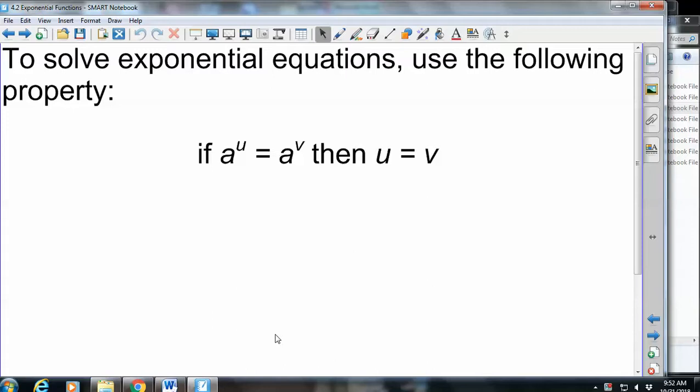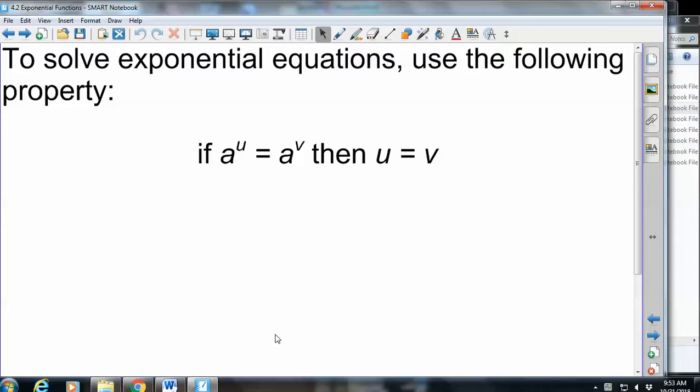Solving exponential equations today. We're going to spend probably all of today and part of tomorrow on this. Okay, it's not hard.